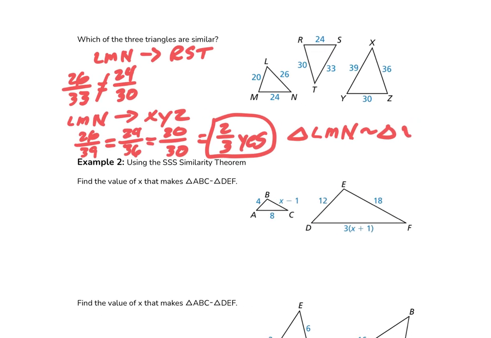So as I said before, it may not be alphabetical. Y, Z, X is not in alphabetical order. We're not looking for alphabetical order. We're looking for the correct order of the letters that give me the right ones, okay? So like LM has to match with YZ. 20 has to match with 30, which it does, okay?